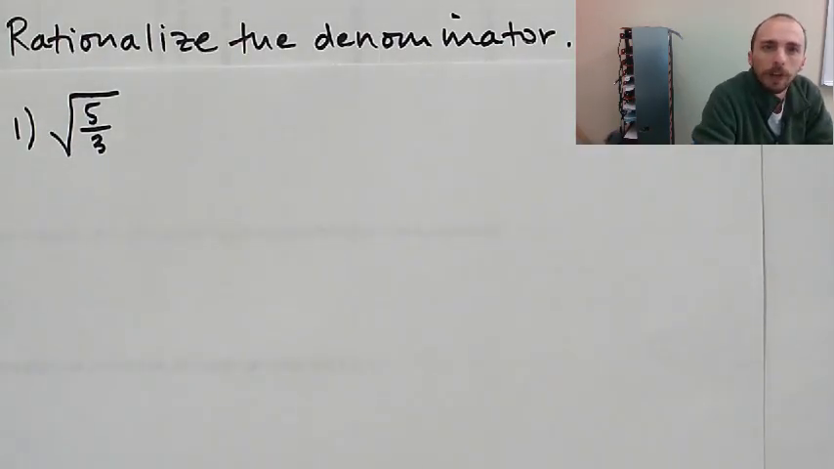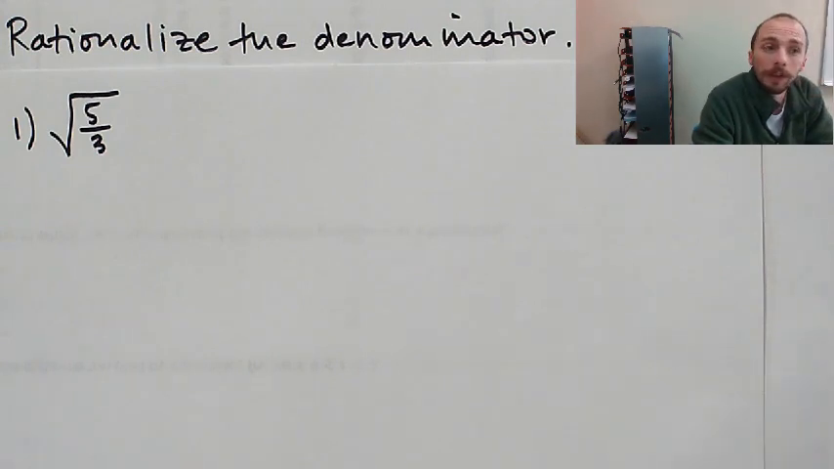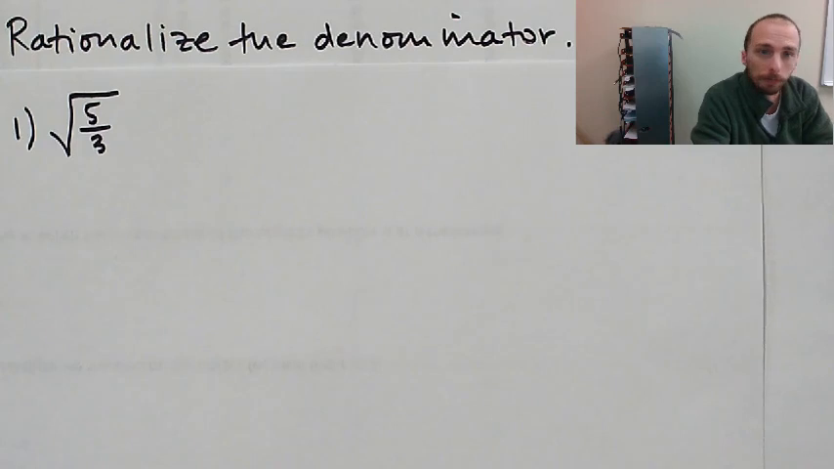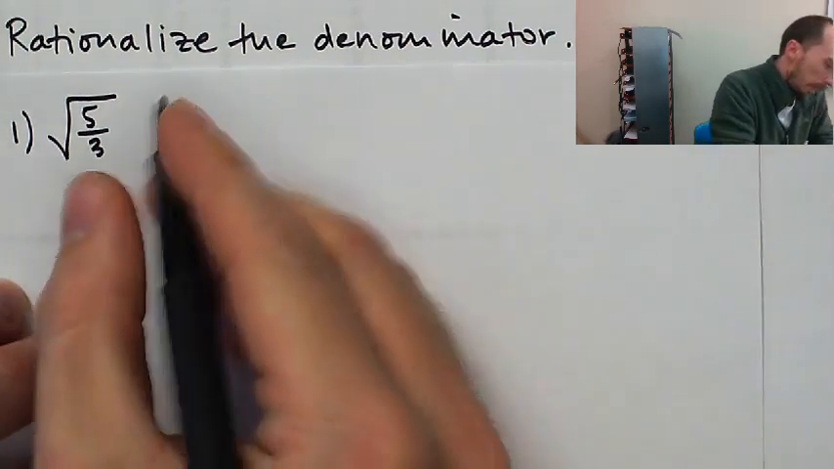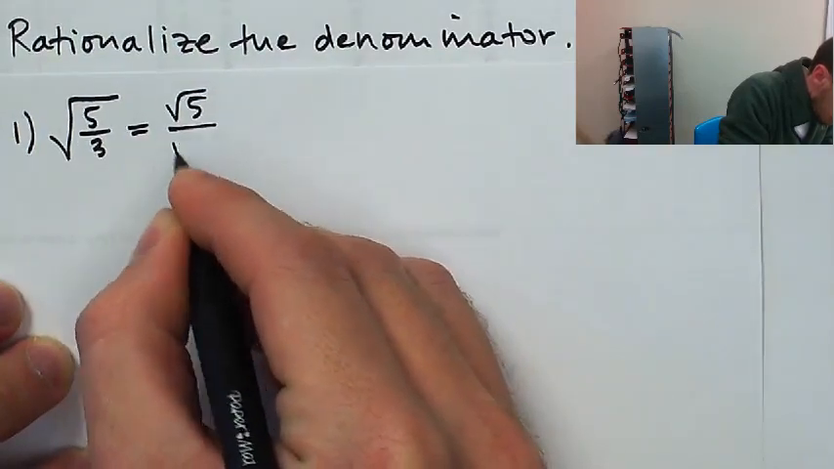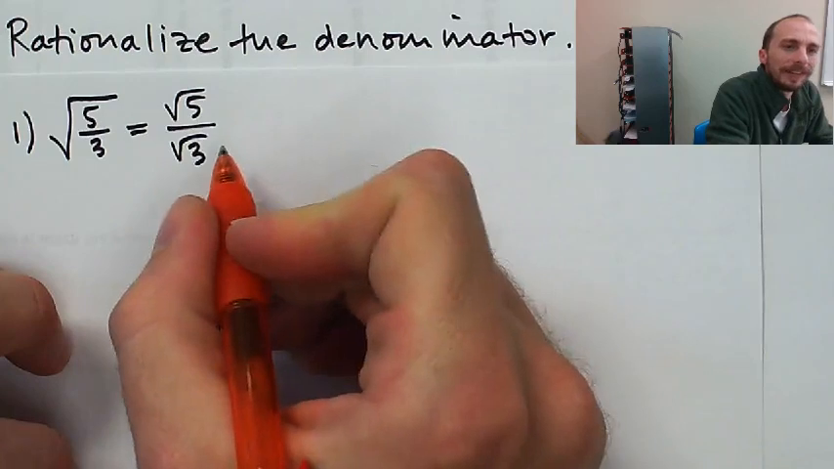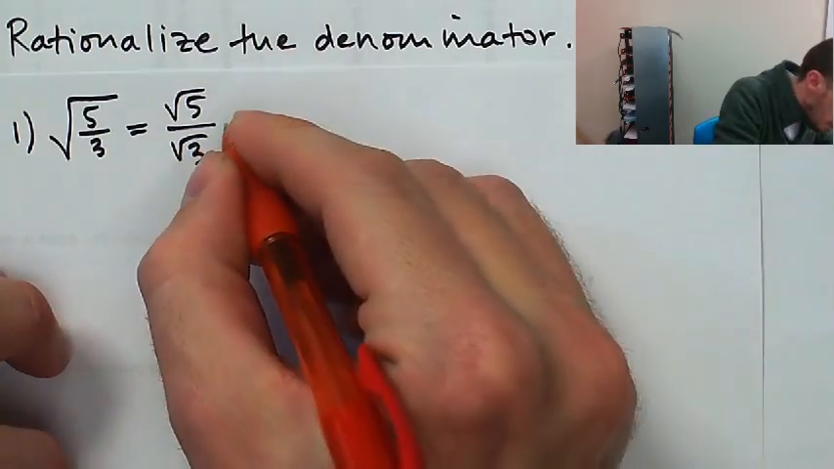All right, now let's do some work on rationalizing the denominator. This is where we need to make sure that the denominator of our fraction is not a square root. It has no square roots in it at all. It's just a regular integer. We're going to start off with the square root of 5 over the square root of 3, and then multiply by a clever form of 1, just the right form of 1, to get this root 3 out of the denominator.